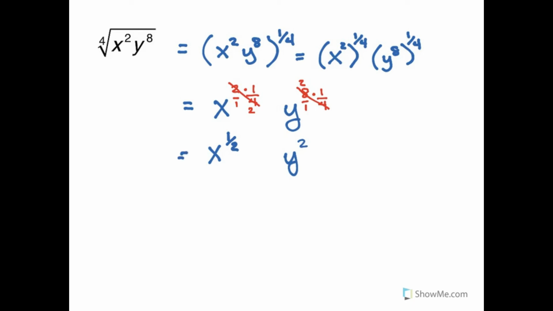Since my problem came to me as a root, I'm going to give it back as a root. x to the 1/2 power is the square root of x, and that's multiplied by y squared. When we're multiplying something by a root, we write the root last, so y squared times the square root of x.